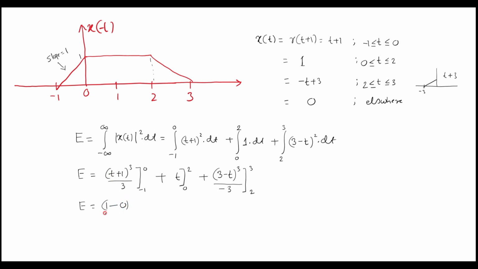So this is 1 minus 0 divided by 3, plus here we have 2 minus 0, plus here we have minus 1 by 3. Substitute the limit as t equal to 3. 3 minus 3 will be 0. Then substituting t equal to 2, that is 0 minus 3 minus 2 is 1 cube.